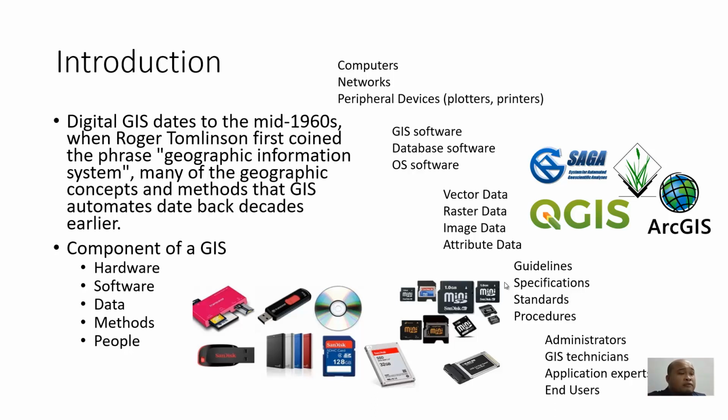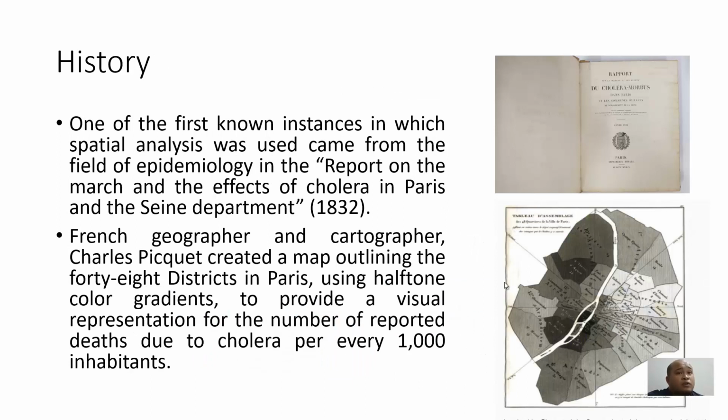So these are the 5 components of GIS. Everywhere and whenever you want to apply GIS, these are the basic understandings. Okay, you need to have this. All right. Next, we go to the history of GIS.